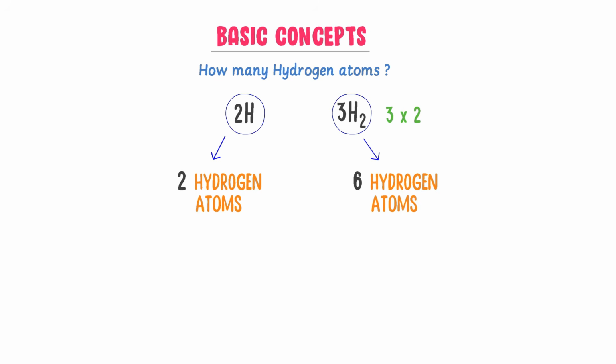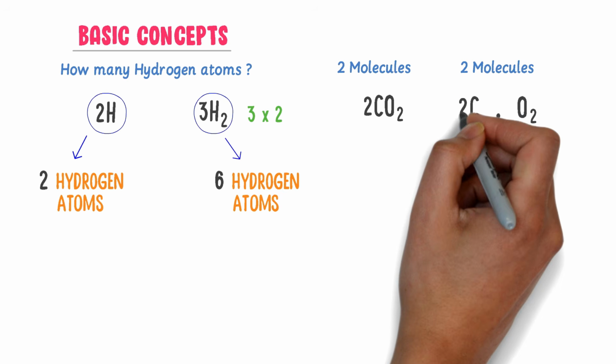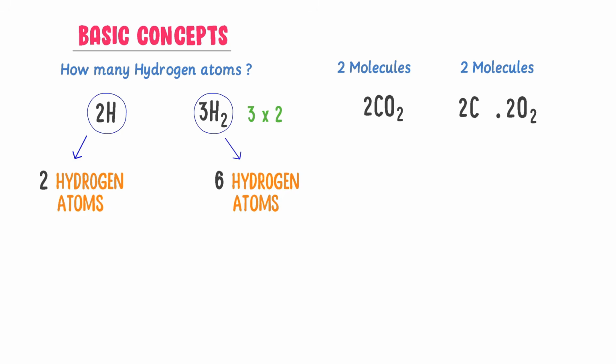Secondly, let's consider a molecule of carbon dioxide. In this lecture, I will write CO2 as a molecule of carbon dioxide. For instance, if I take 2 molecules of carbon dioxide, in chemistry we just put 2 with carbon dioxide. But I will put 2 with this carbon and with this oxygen.